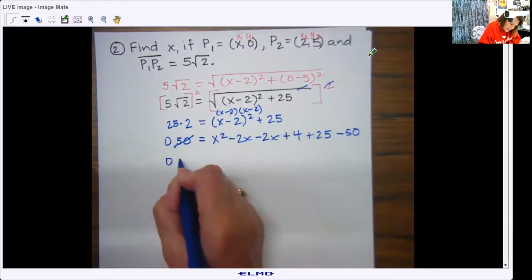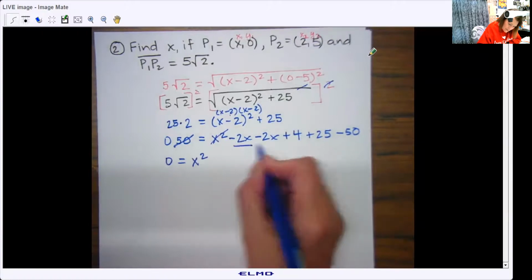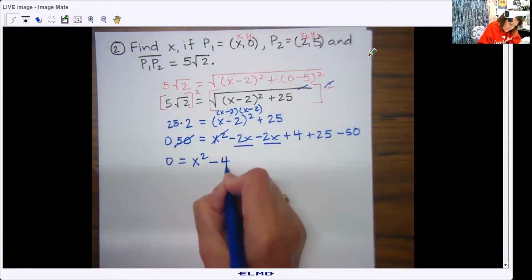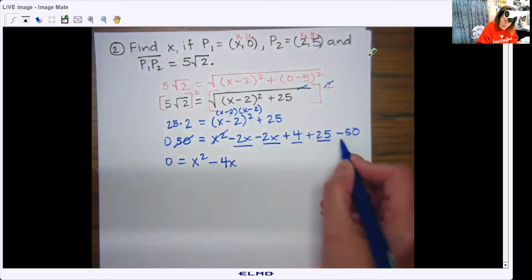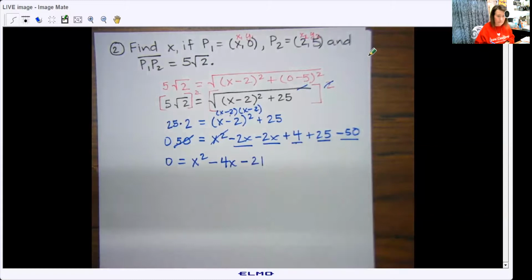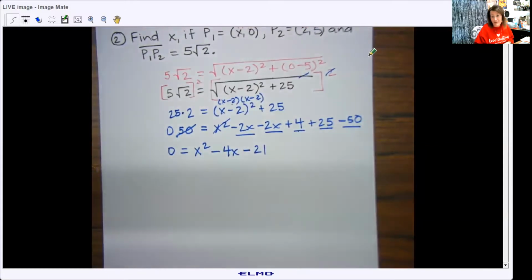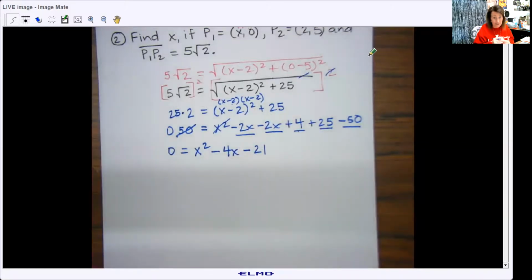So now we have 0 is equal to x squared. Let's combine some like terms. Negative 4x. And now let's see, we have 4, 25, and negative 50. That's 29 minus 50. Let's see, what is that? Negative 21? Okay. It's a quadratic equation. We have a lot of choices here. First, we're going to try factoring. If factoring doesn't work, we'll try the quadratic formula. Completing the square, we could have done that too, but let's start with factoring. If factoring doesn't work, we'll move to the quadratic formula.